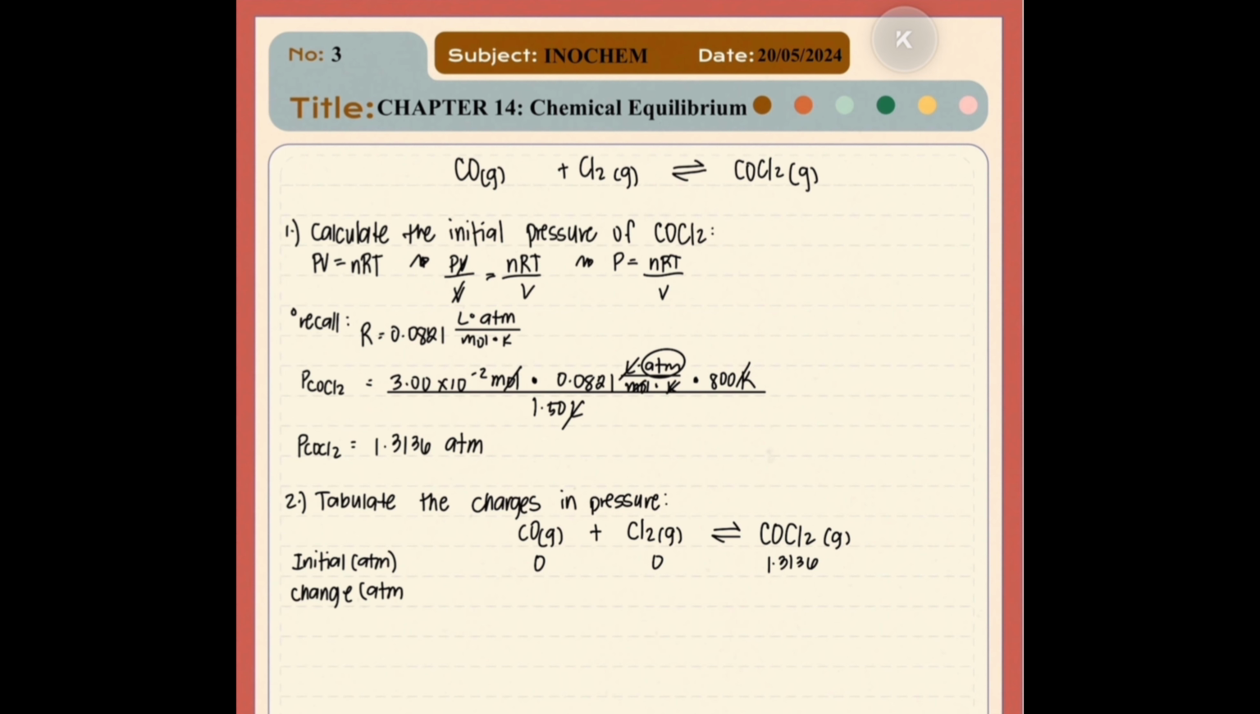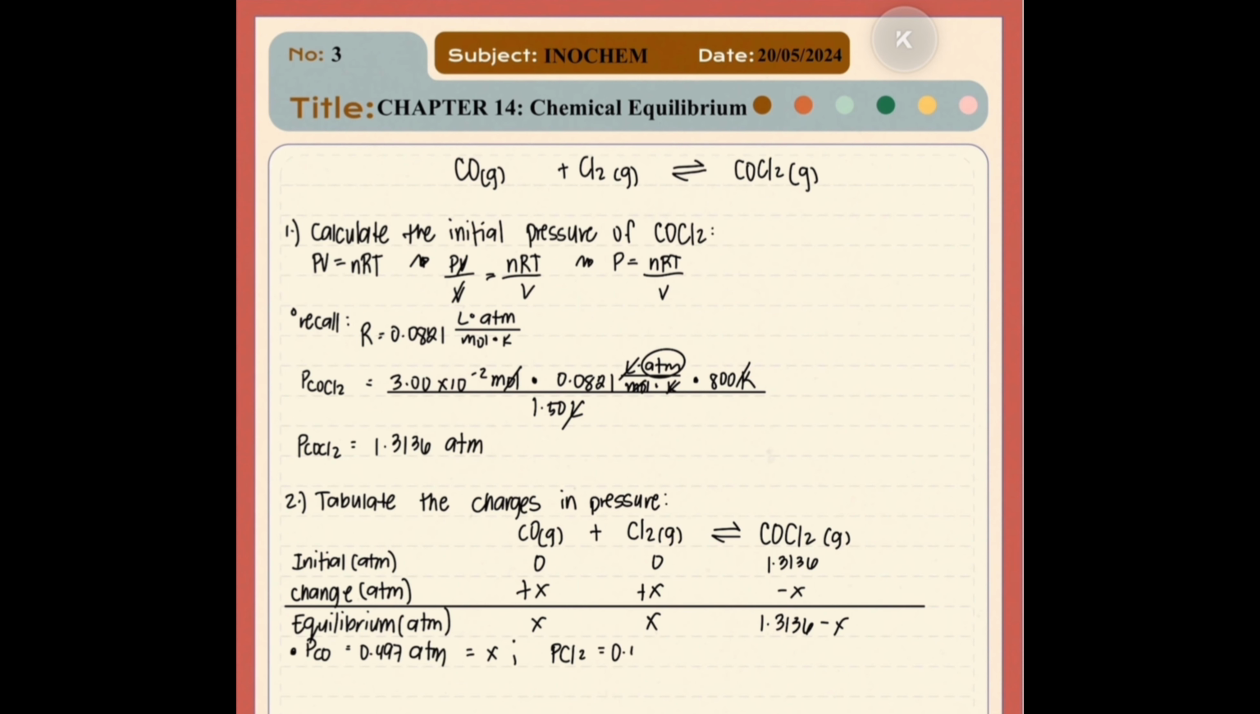Since the reactants are equal to 0, the reaction must shift to the left, so both CO and Cl2 will increase by X, making COCl2 decrease by X, based on their mole ratio. Combining the initial and change values, we would get the equilibrium. But how do we find X? The pressure of carbon monoxide in the table is X. Going back to the given, you would see that the equilibrium pressure of carbon monoxide is already given. Because of this, X now is equal to 0.497.